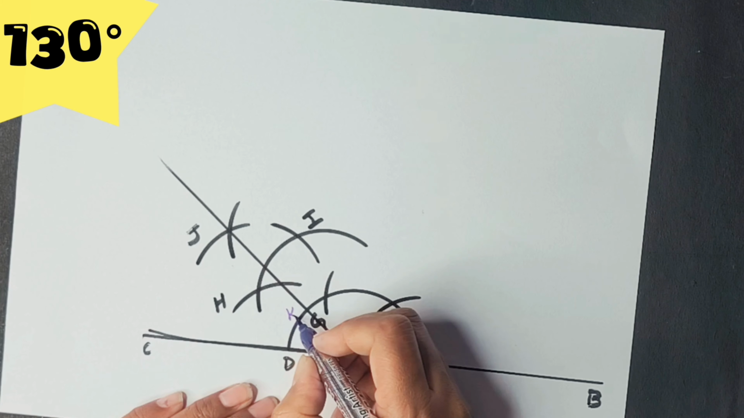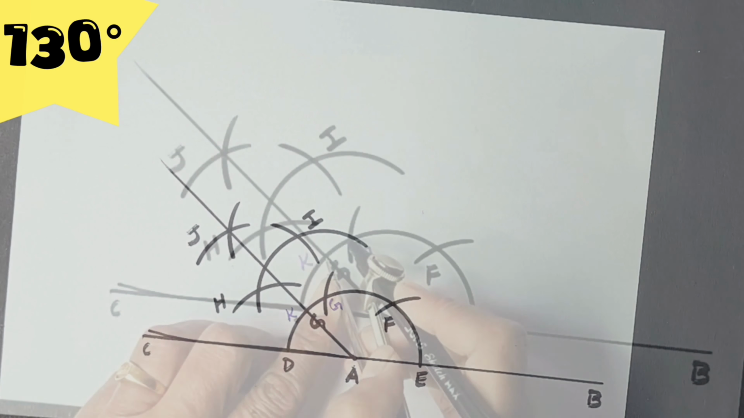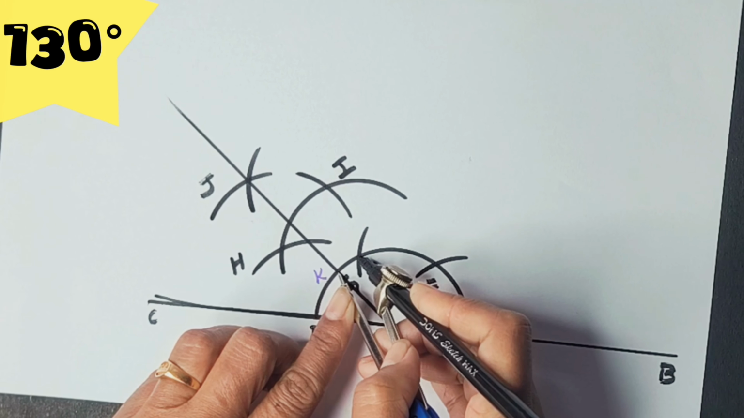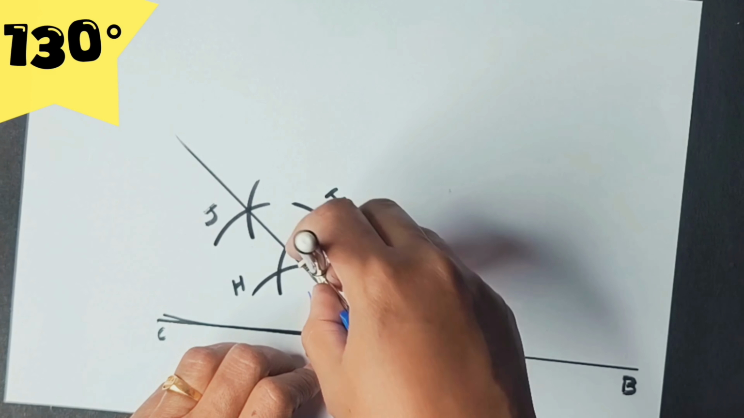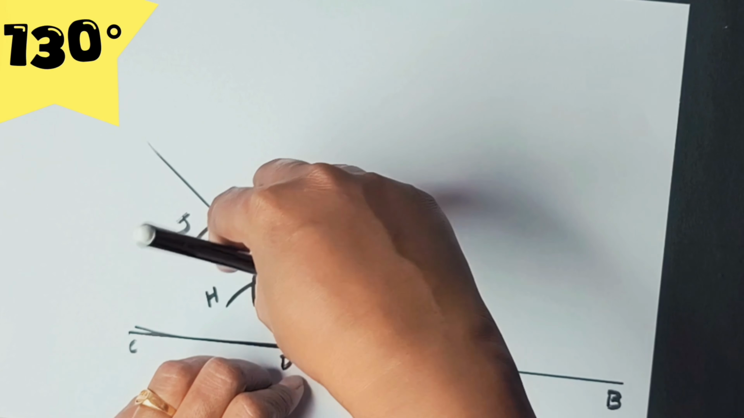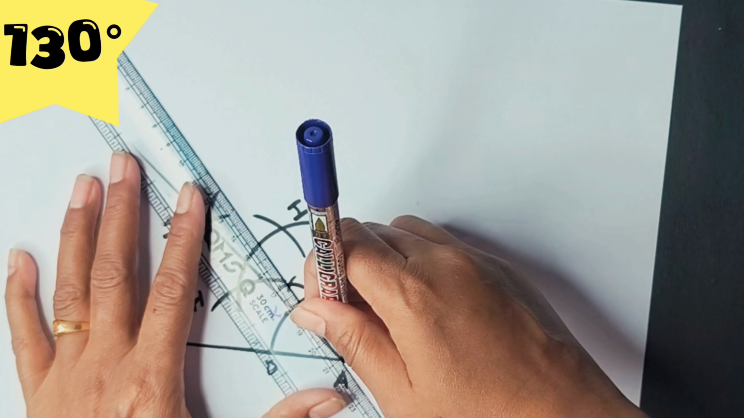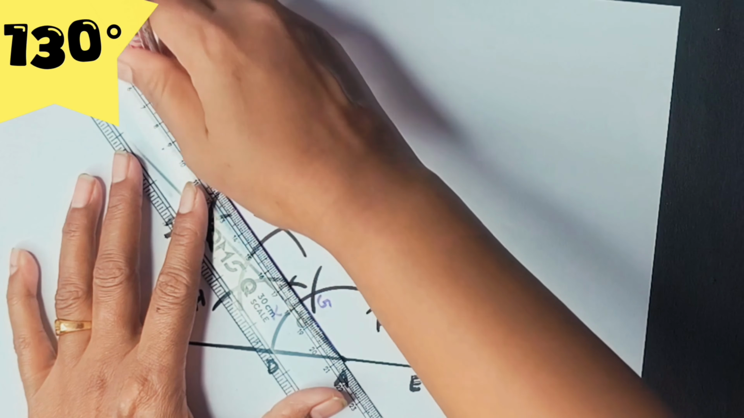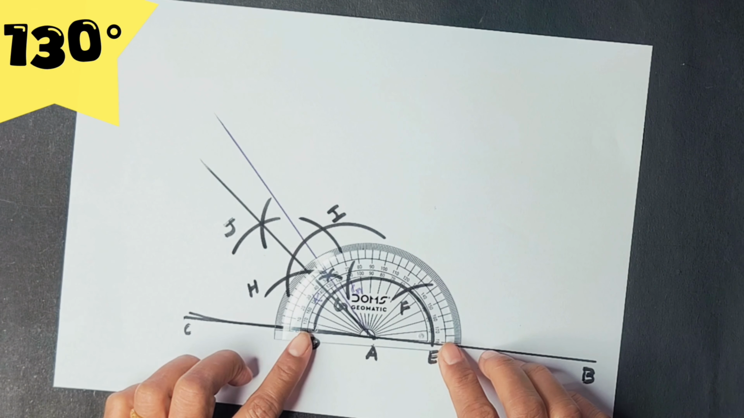To do so, take a compass and using these 2 points as centers, cut an arc as shown. Draw a line passing through this point from endpoint A of the line segment. You can check by using a protractor.